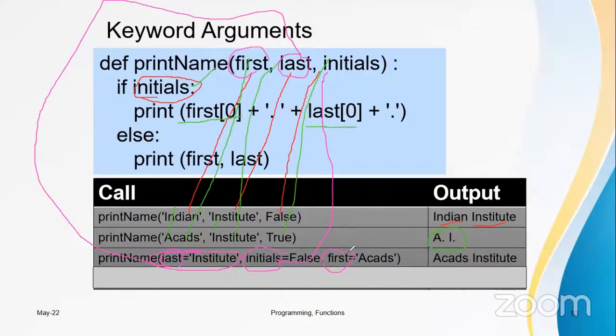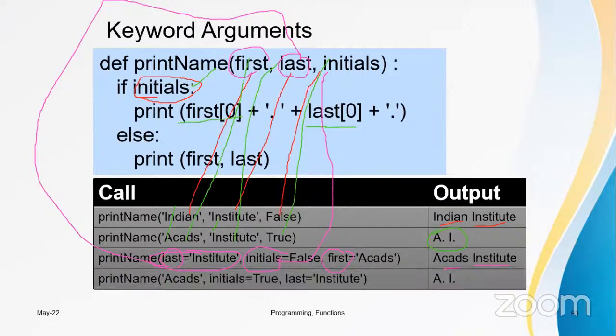So let me read like this. The compiler will read like this. First, ACATS, last, institute, initial false. Initial false means full name. So ACATS. Then ACATS, last institute, initial true. AI.